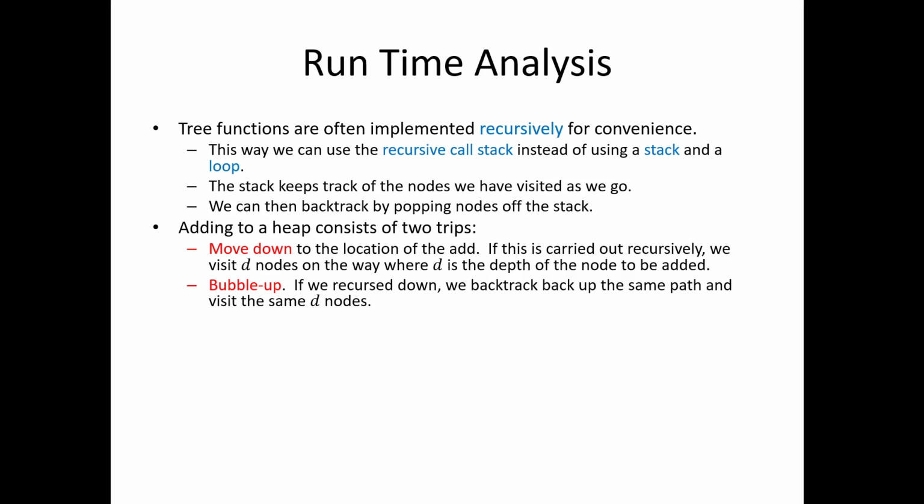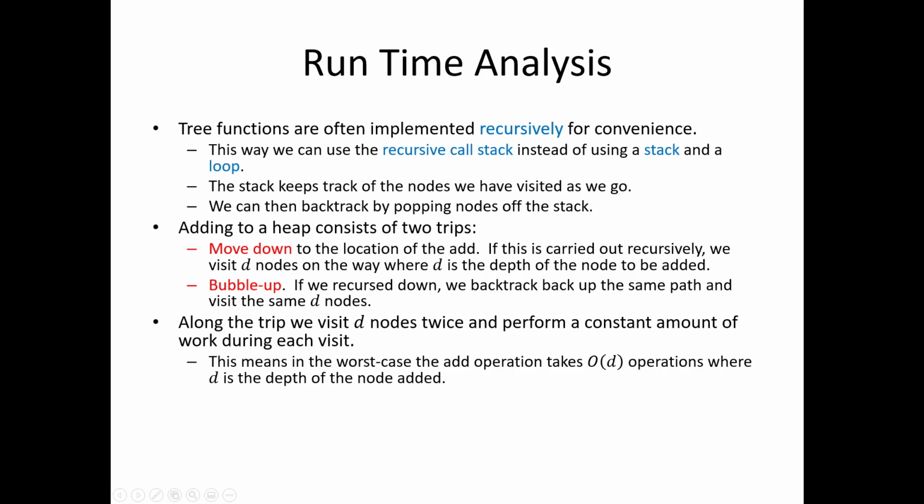For each node, it's potential that we will visit it twice in this trip. In addition, as we visit each node, we're only going to perform a constant amount of work. Now, on the way down, we're mostly traversing, but on the way back up, we might be doing some swaps. Well, remember that a swap operation itself is only a constant amount of effort. So what this means is the worst case cost of the add operation is going to be big O of D, where D is the depth of the node added, or D is the depth of the heap, since the node is always added to the lowest level.